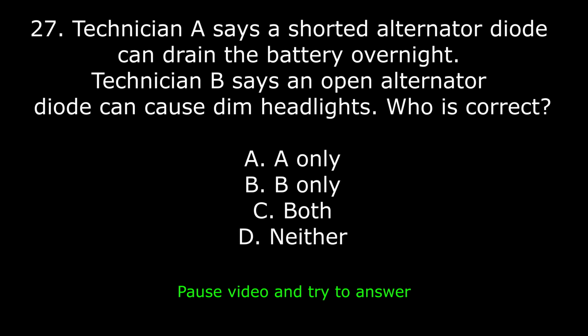27. Technician A says a shorted alternator diode can drain the battery overnight. Technician B says an open alternator diode can cause dim headlights. Who is correct? A. A only. B. B only. C. Both. D. Neither. Answer: C. Both. Explanation: both conditions are true.